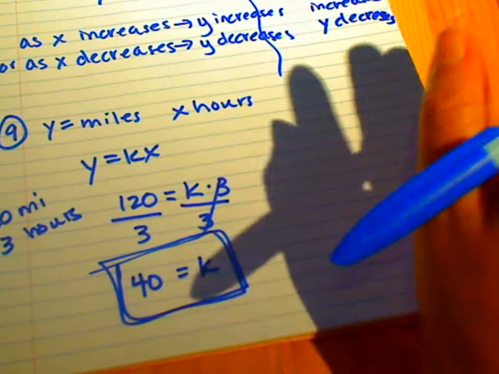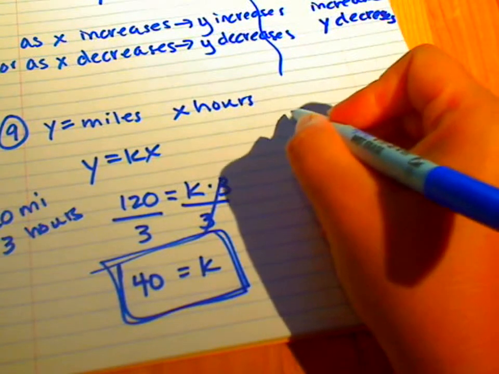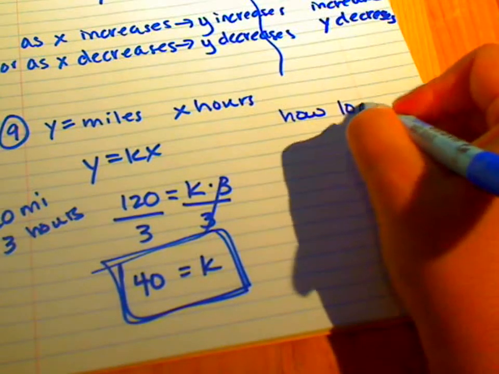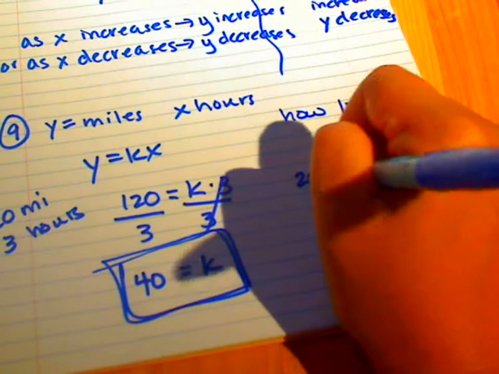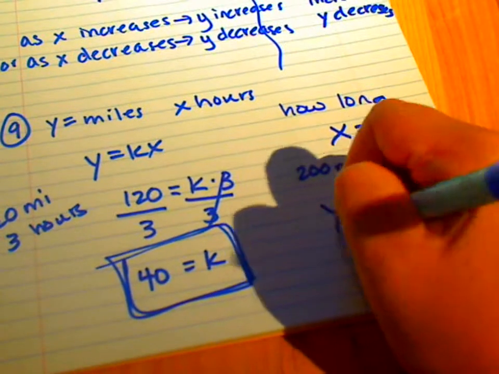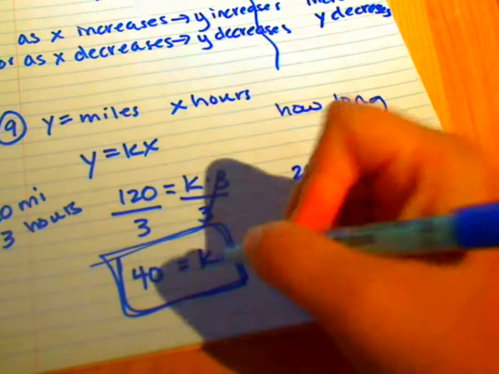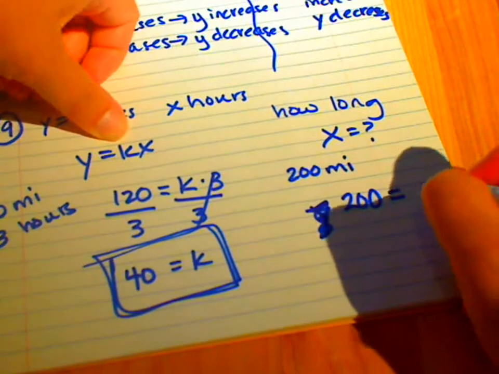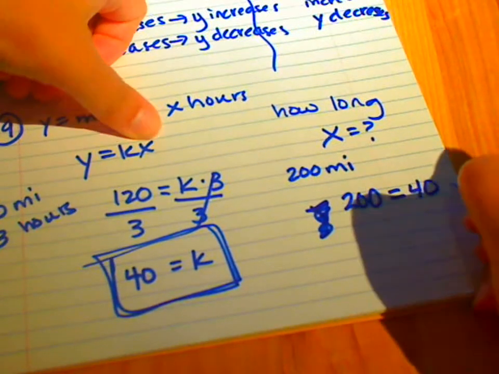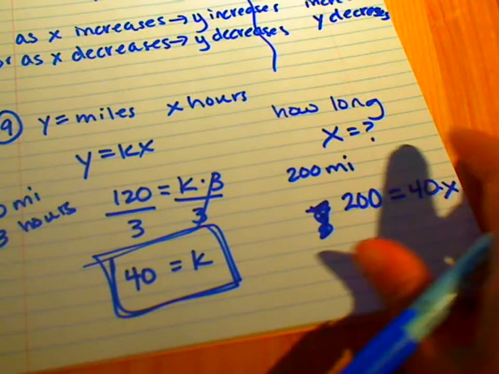So I have those two numbers, so now I need to set up. It says, how long would a trip of 200 miles take? So now this time it says, how long? So I need to figure out x. That's the question. So I have 200 miles, so I plug that in for y. 200 equals, and for any time through this problem, k needs to be that number. So now this time I'm going to plug in a number here, and then figure out the x. So your job to finish this off is figure out x.